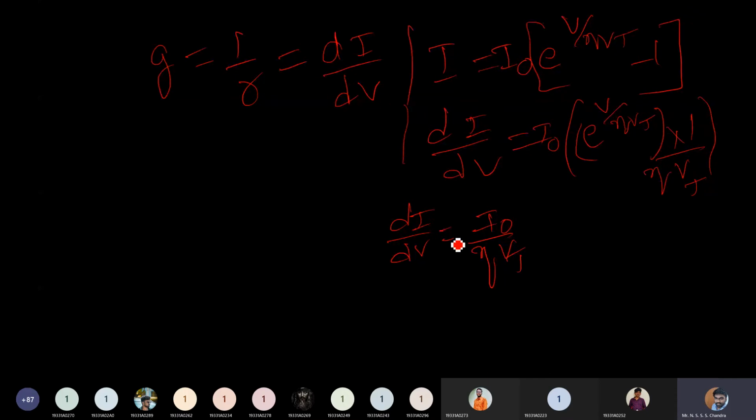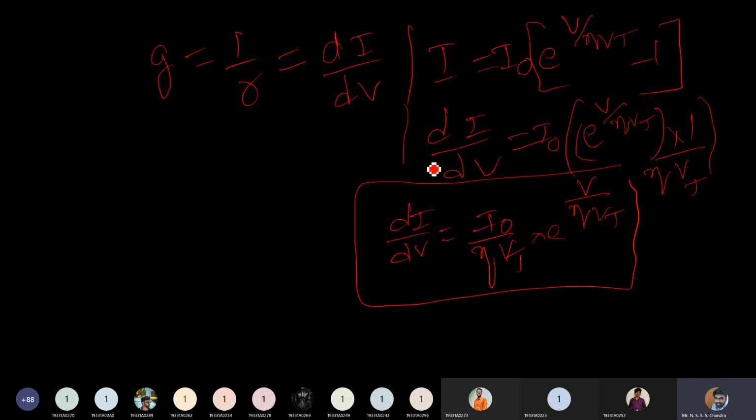Okay, fine. So dI by dV is equal to I naught by eta Vt into exponential of V by eta Vt. This we are calling as the diode conductance G. So G is equal to I naught by eta Vt into e power V by eta Vt. So same thing we'll be writing over here.